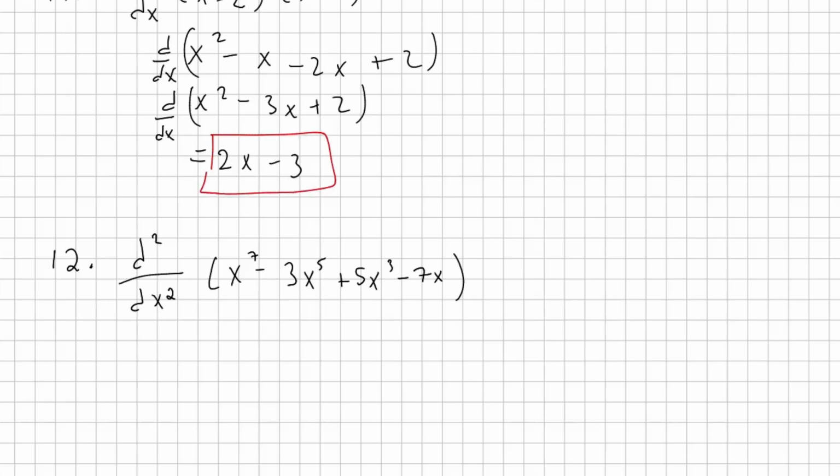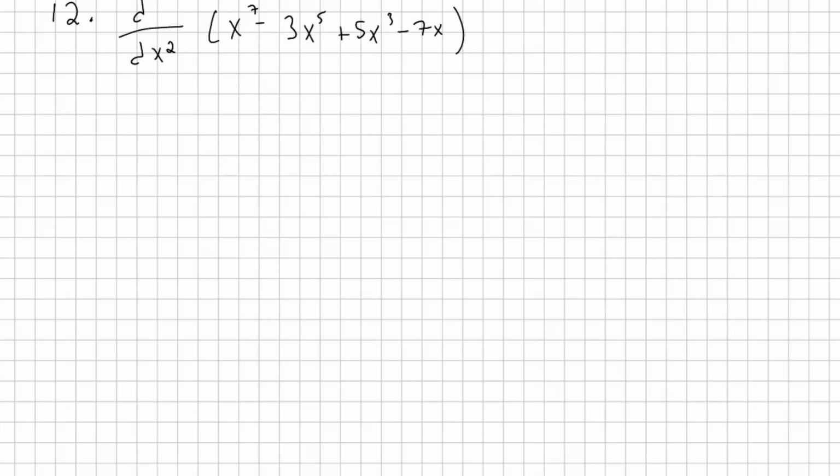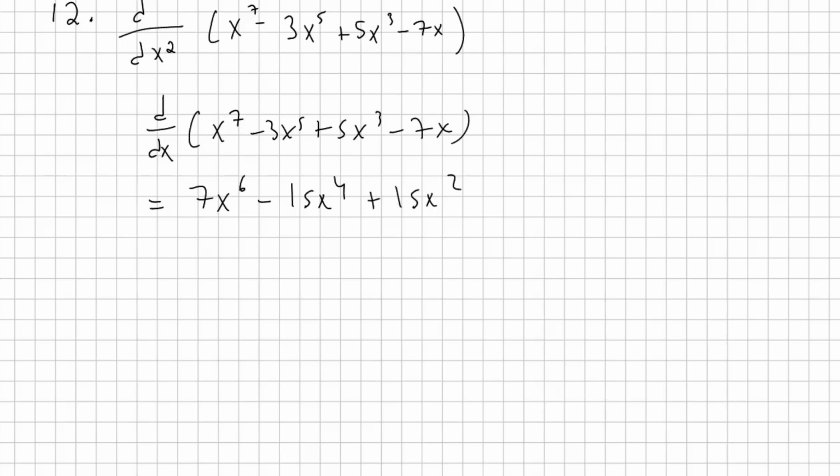Okay. Now for our 12th question here, which says to take the second derivative. So you have the square here, a little tricky. It asks us to take the second derivative of x to the 7 minus 3x to the 5th plus 5x cubed minus 7x. So first things first, I'm going to take d over dx of x to the 7 minus 3x to the 5th plus 5x cubed minus 7x. So it's going to be equal to 7x to the 6th minus 15x to the 4th plus 15x squared minus 7.